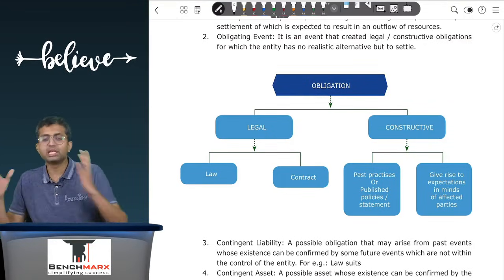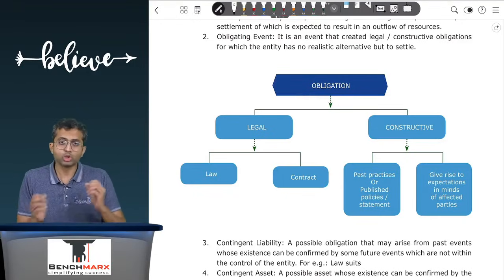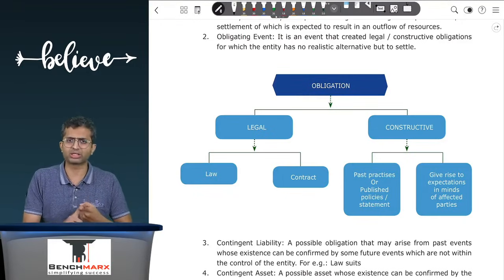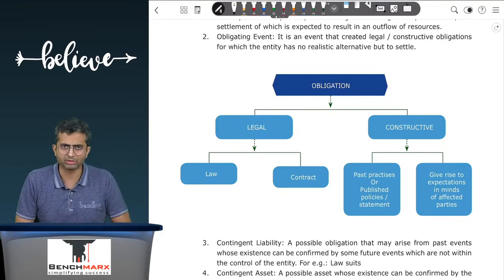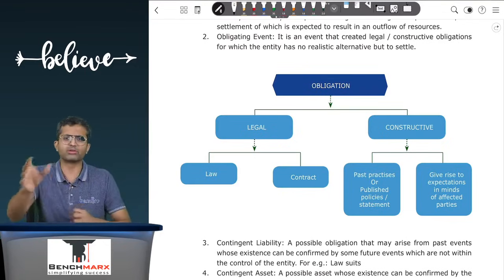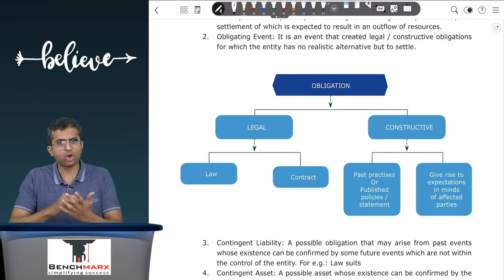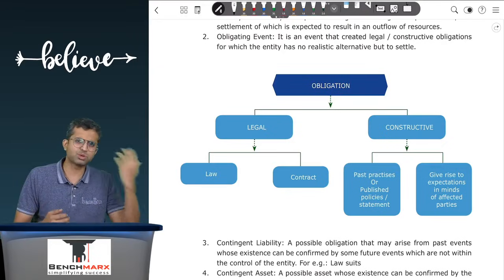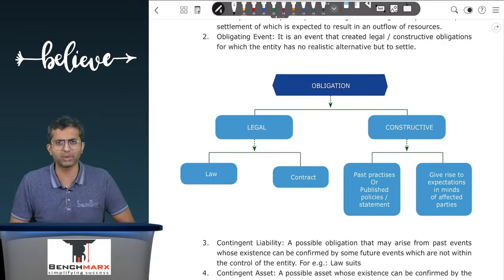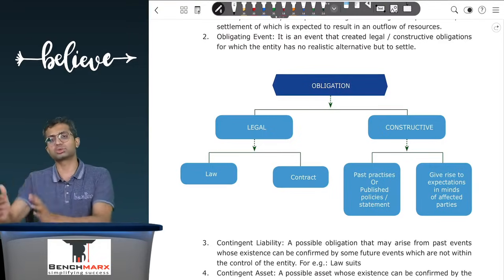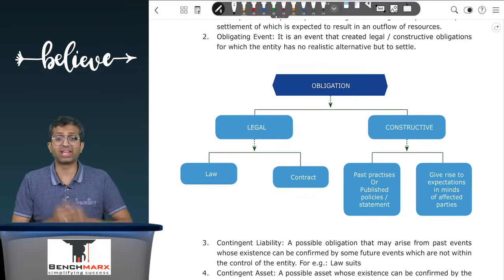However, Ind AS also covers something called a constructive obligation. Now a constructive obligation refers to an obligation which arises out of past practices or published policies, which gives rise to expectations in the minds of the affected parties. Simply put, let us say something like a Diwali bonus. A Diwali bonus is something which may not be contractually agreed. However, as per past practices, we have always given a Diwali bonus and this gives rise to an expectation in the minds of the affected parties, that is the employees. And hence there is a constructive obligation even if it is not legally enforceable.